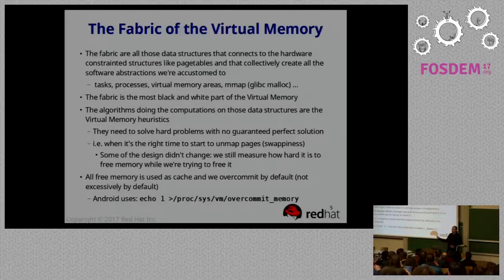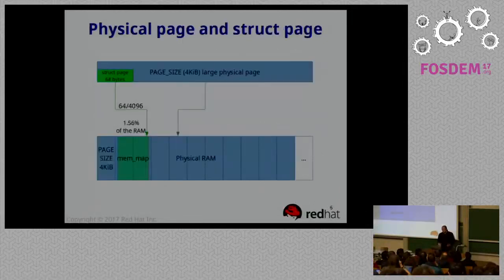Then there is also echo 2. If you do echo 2, you will actually enable strict commit checking, which means you're not doing overcommit anymore, which means you need to add a lot of swap if you want to allocate more virtual memory than you have in RAM. So generally overcommit saves a huge amount of memory, so it's a very good technique.